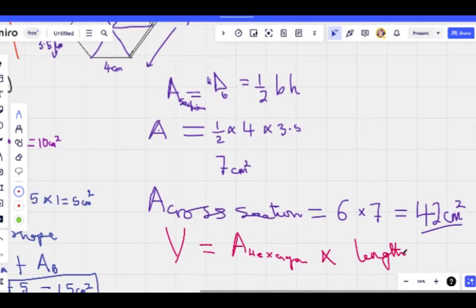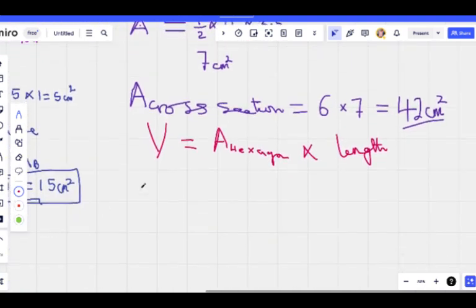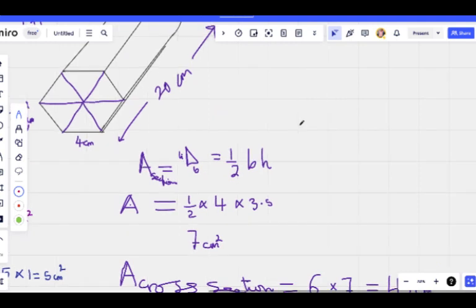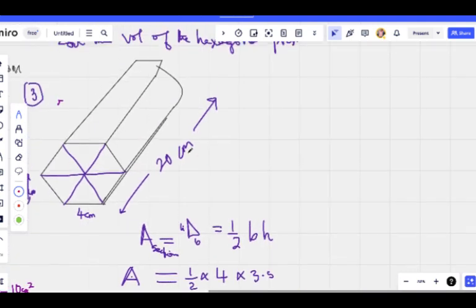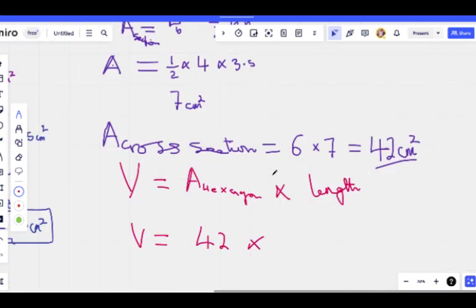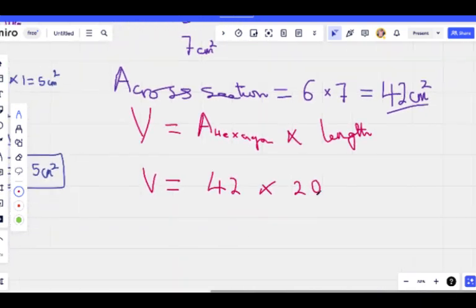Okay, so what that says is V equals the area of the hexagonal cross-section, we got 42. So 42 centimeters squared multiplied by the length. The length of the hexagonal prism was 20 centimeters. So you say multiply by 20. 42 multiplied by 20. You don't need a calculator. Just say 2 times 42, you get 84. Then you add a 0.